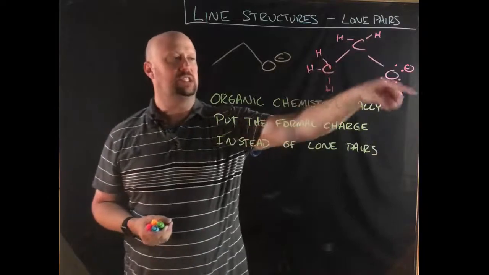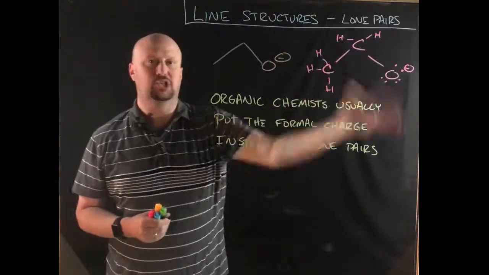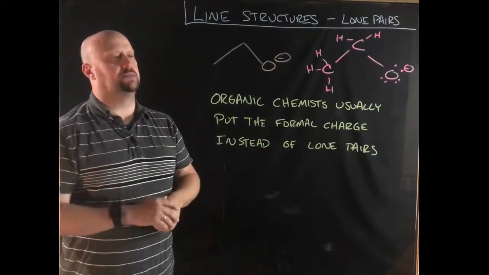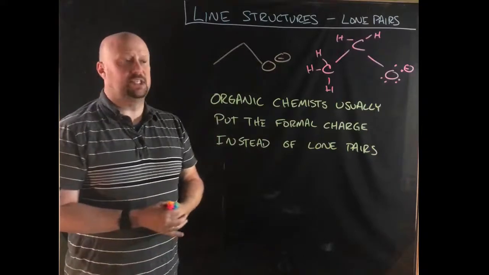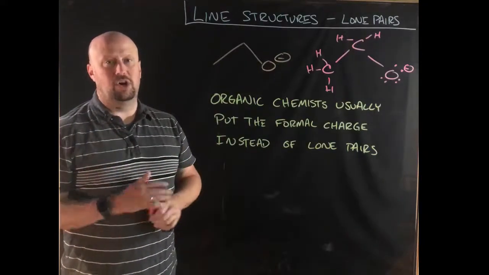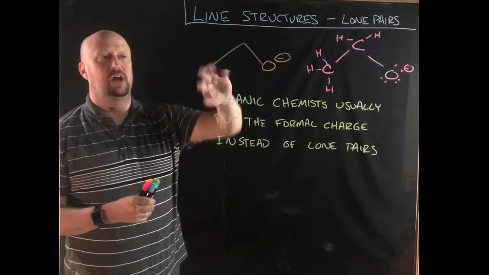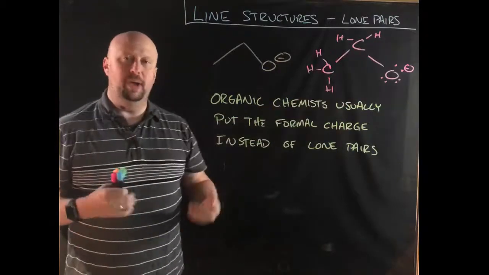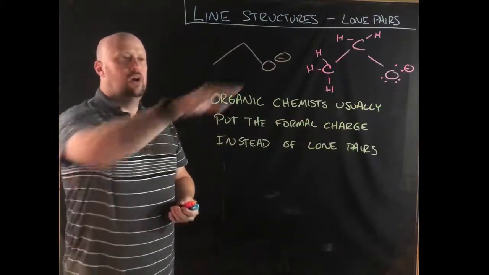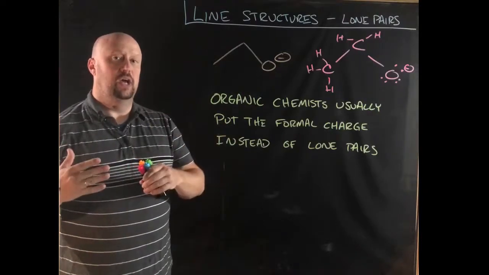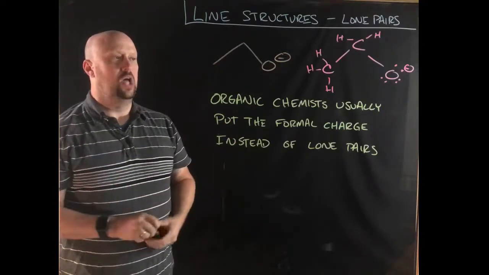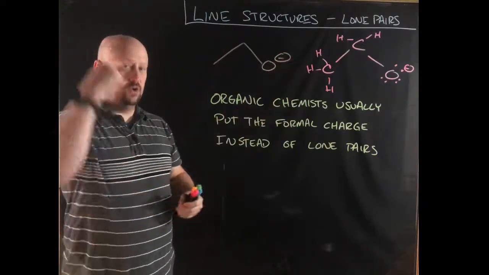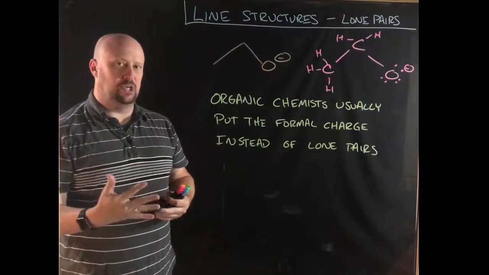Do you write both? I mean, this is correct. But obviously, we don't normally draw everything, right? The whole point of doing line structures is to simplify things so that we're not writing as much. Well, here's the way it works. Organic chemists almost always put the formal charge instead of the lone pairs. And it comes down to the whole reason for line structures in the first place, which is that it's simpler. There are going to be a lot more lone pairs in a molecule than there are formal charges. So it's much easier to note the fewer formal charges in the molecule than it is to go back and write all of the lone pairs. Just always know that when you see a formal charge, you should get in your brain that I've got to start thinking about what's going on with lone pairs.